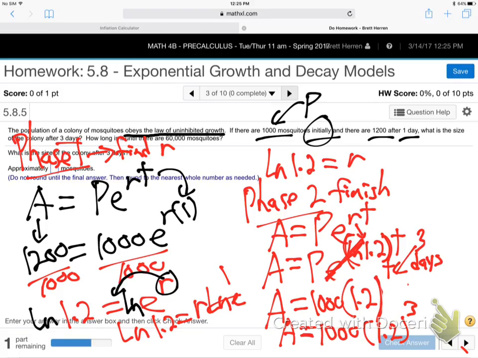Does that make sense? Just hit the buttons on your calculator: 1,000 times 1.2 to the third. Anybody got that? Equals 1728. All right, 1728 mosquitoes after 3 days.